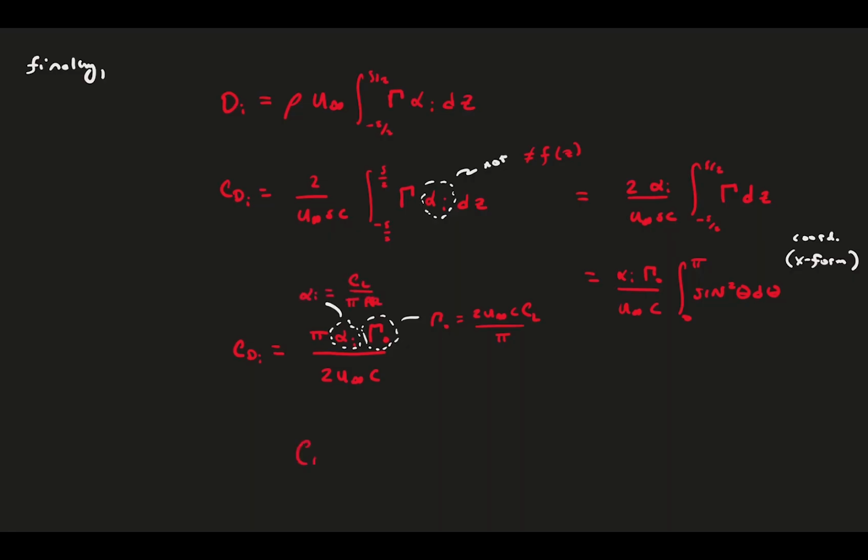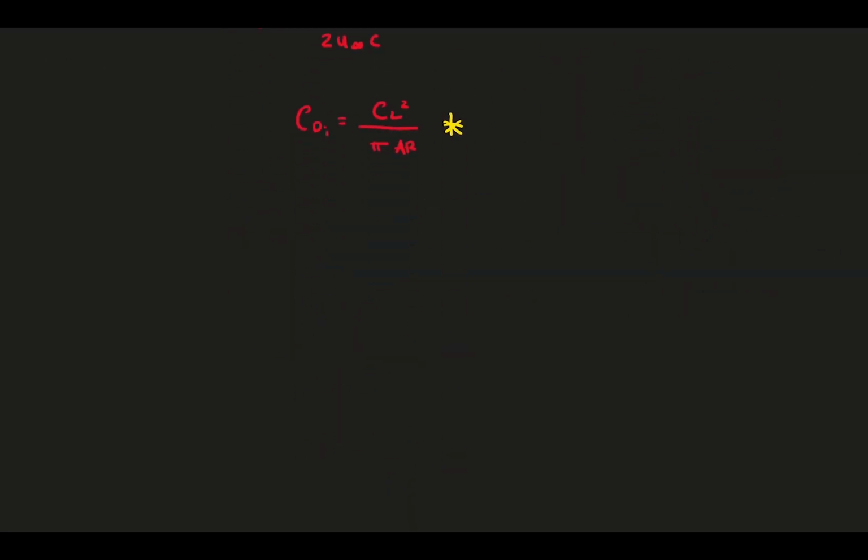Plugging in what we know about these two variables, we get a simplified expression for the induced drag coefficient. Let's pause here a moment and note some interesting things about this expression, because the induced drag is very important to aerodynamics. First, the induced drag increases dramatically with lift. It goes as lift squared. It's an interesting feature. The lighter you are, the more efficient you can be.